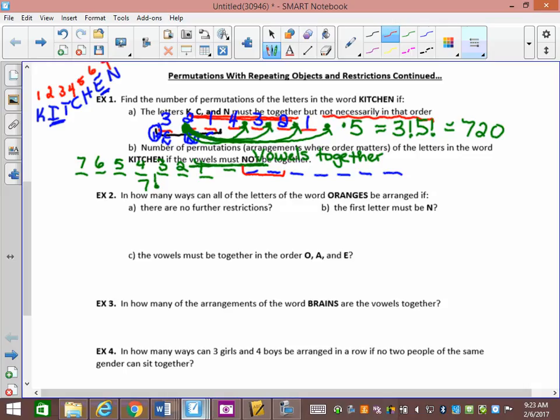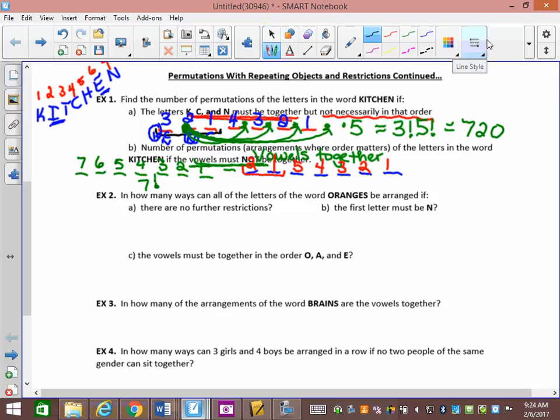How many options do I have for the first blank? 2, because I have the I or the E, correct? Then I keep one there. So how many options do I have left for here? One. Now, I've used up 2 letters. I have 5 left, correct? So I'm going to have 5 for this one, then 4, then 3, then 2, then 1. So is that all the ways I can keep the vowels together?